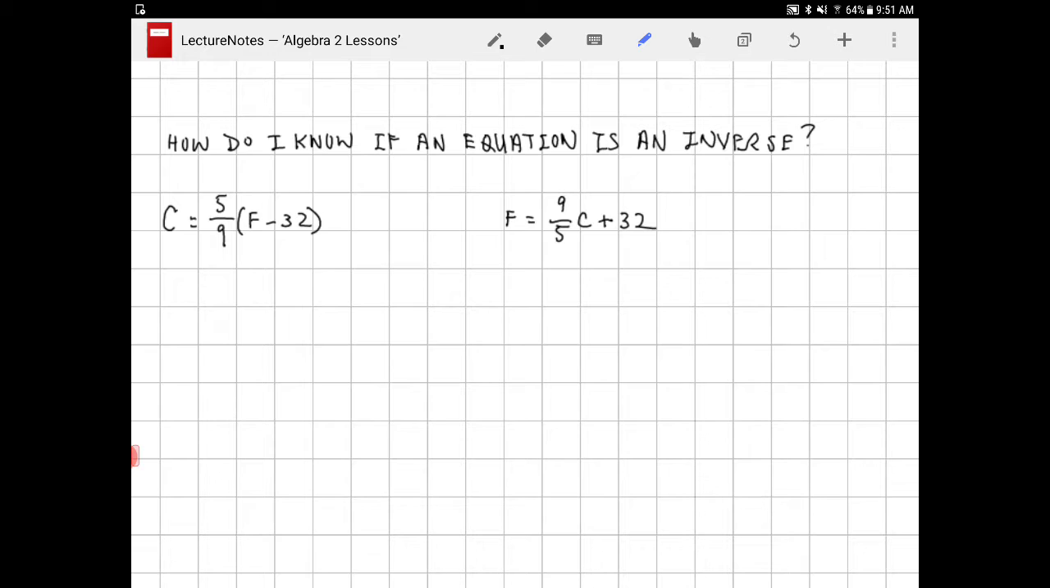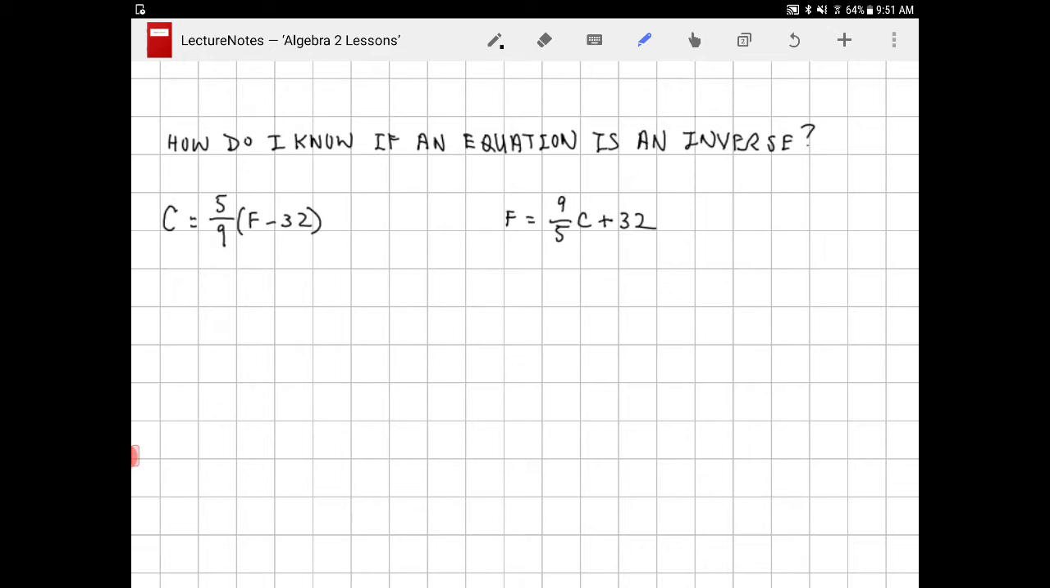Now, how can we verify whether or not these two are inverses of one another if, let's say, we didn't go through the process of actually solving the equation? Because not all equations are going to be as easy to solve. So there is actually a way for us to go through this.